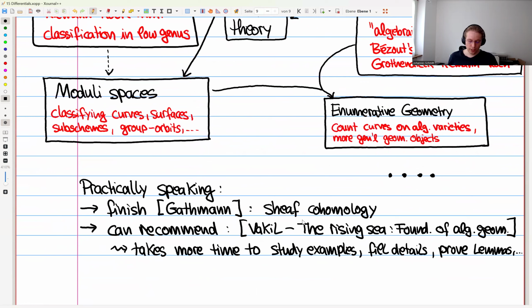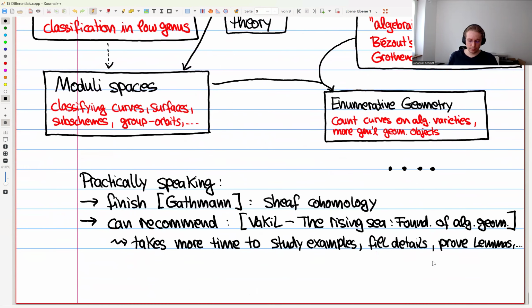if you want to continue, what I can really recommend as a source is this script by Vakil called The Rising Sea: Foundations of Algebraic Geometry that we already referenced in several parts. Because this is how I personally really learned algebraic geometry. And what I like is that this script takes more time to, for example, study examples, to fill in details of various arguments, to prove all those little lemmas that you need to really navigate the theory.